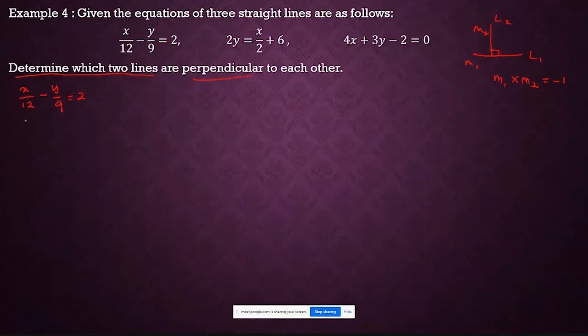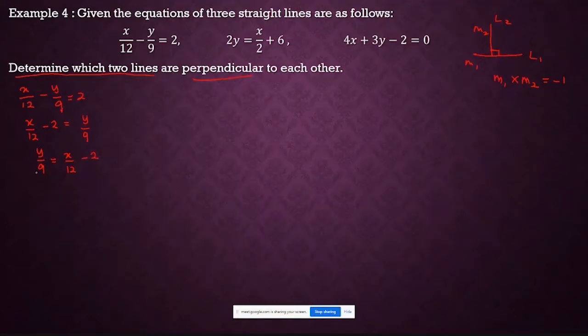Okay, x over 12 minus 2. I change the position for y because it is negative here. Change this side, move to the other side, now it becomes positive. So here I write back y over 9 equals x over 12 minus 2. Okay, I only change the position.